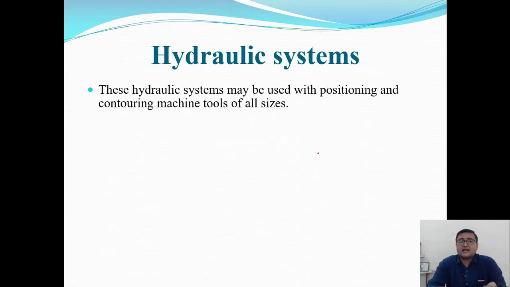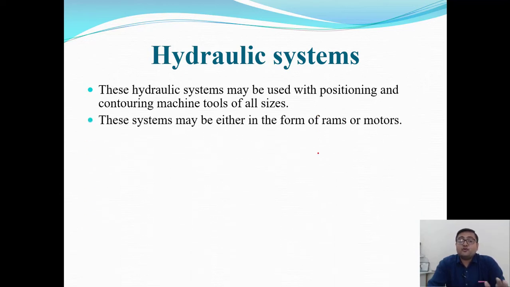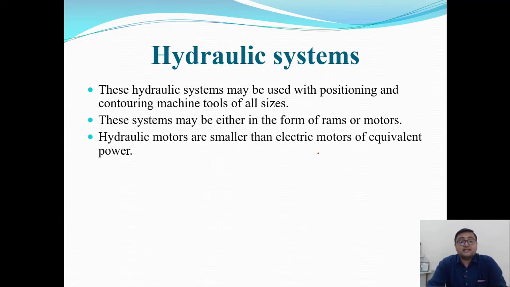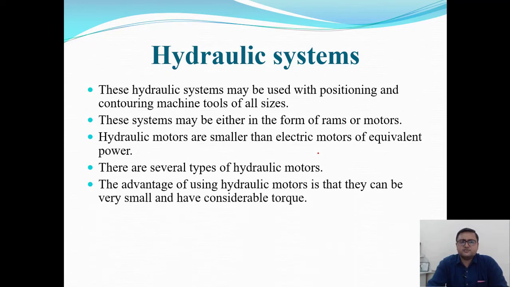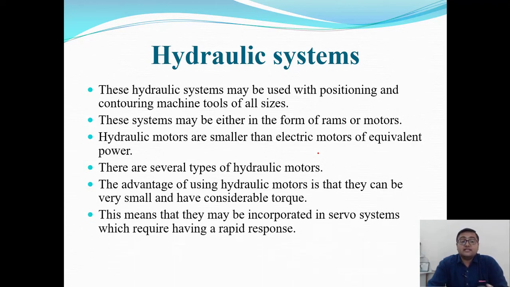So this hydraulic system may be utilized with positioning and contouring machine tools of all sizes. The first classification: this system may be either in the form of rams or motors. Hydraulic motors are smaller than electric motors of equivalent power. There are several types of hydraulic motors. The advantage of using a hydraulic motor is that it can be very small and have considerable torque. This means that they may be incorporated in a servo system which requires a rapid response.